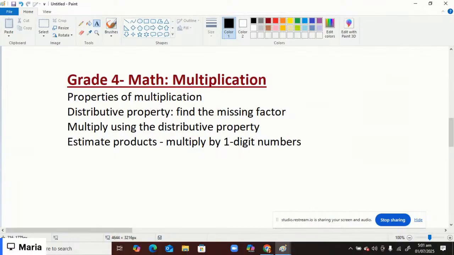Maths. So today we discuss, here is the list of the lessons. The first lesson today is the properties of multiplication. Distributive property, find the missing factors, multiply using the distributive property, estimate the products, multiply by one digit numbers.